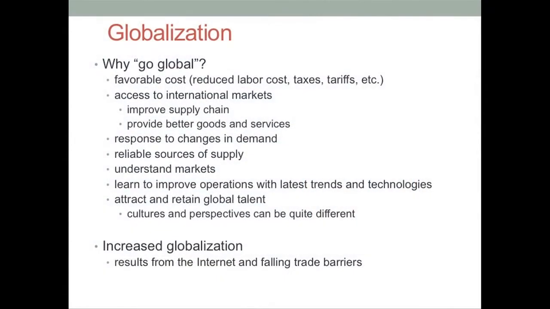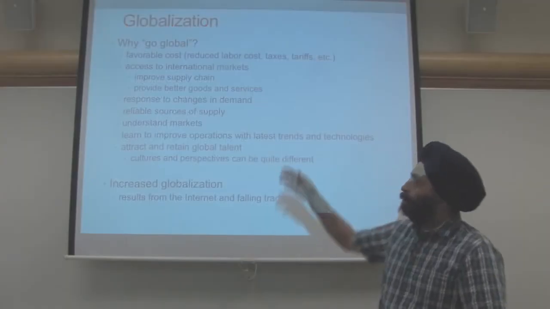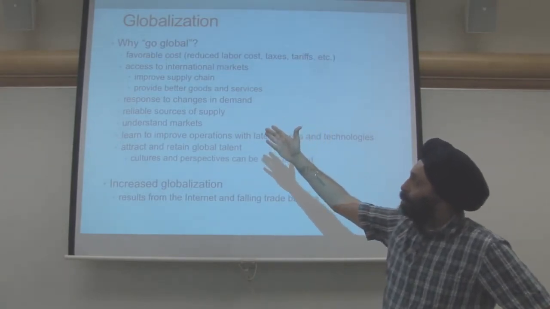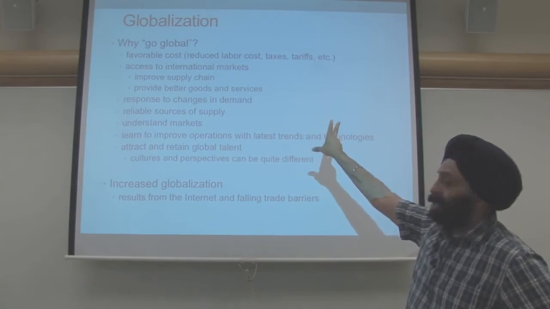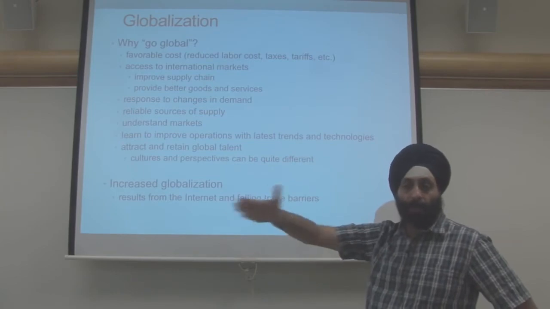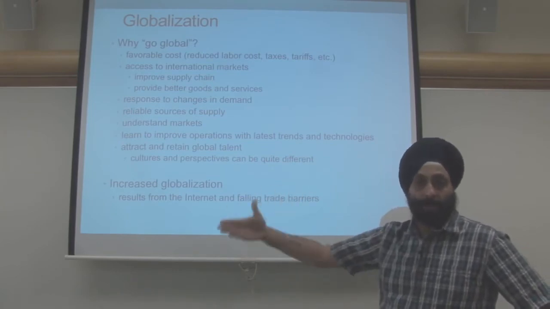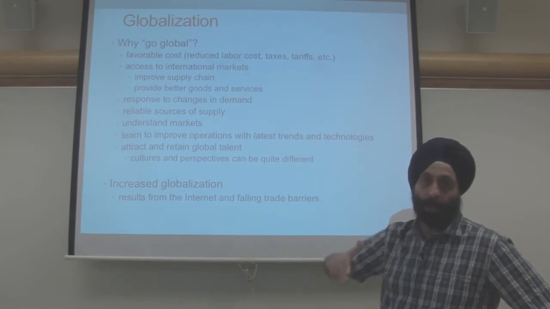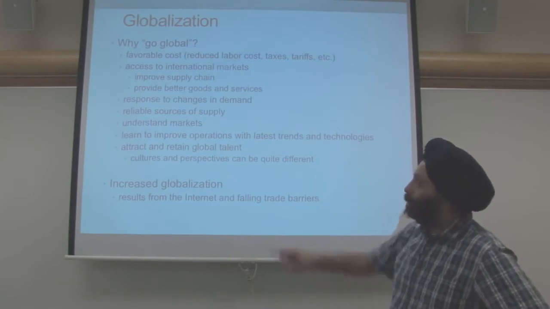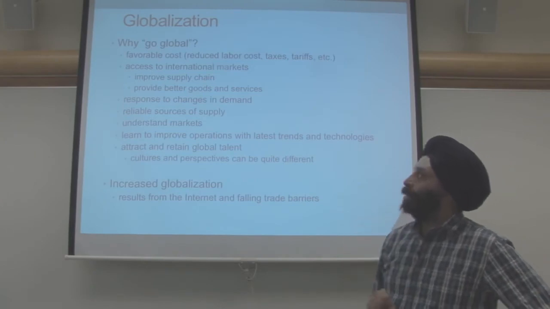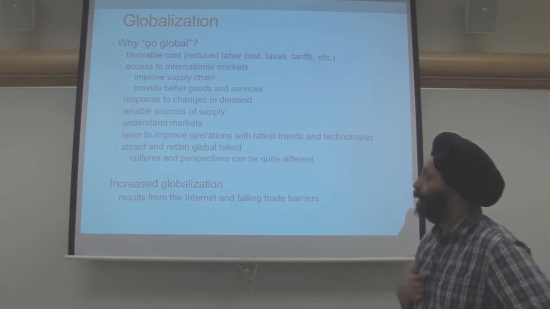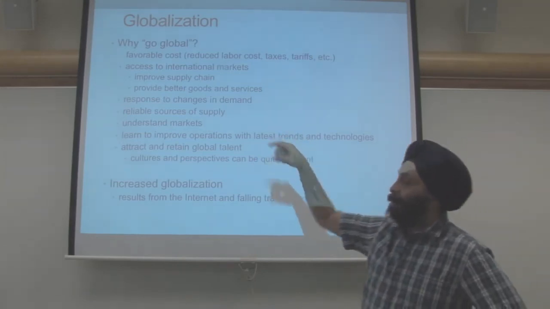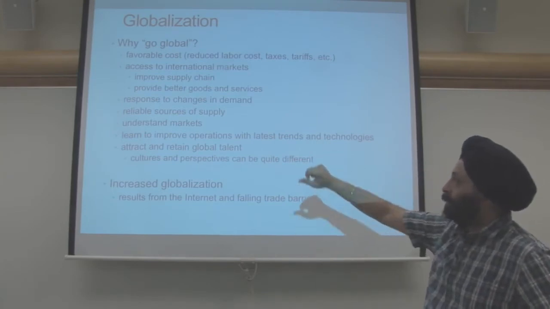Now, the next aspect we'll focus on is globalization. Why do companies go global? In this case, it is because of favorable cost issues. A lot of times it's reduced labor cost, taxes, and tariffs. So companies try to seek global customers as well as global suppliers to reduce their cost to produce the products. Also, it provides access to international markets, which improves their supply chain as well as creates a new set of customers available to them, plus provides better goods and services to the customers.